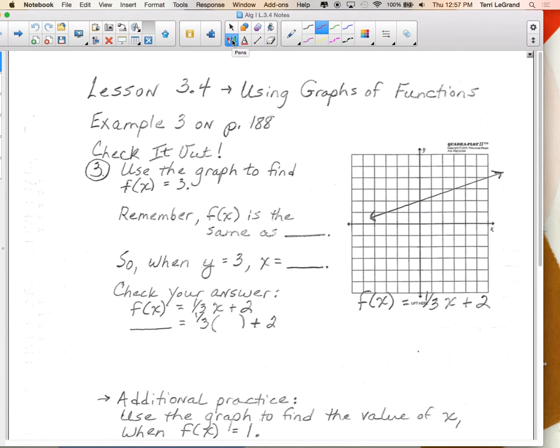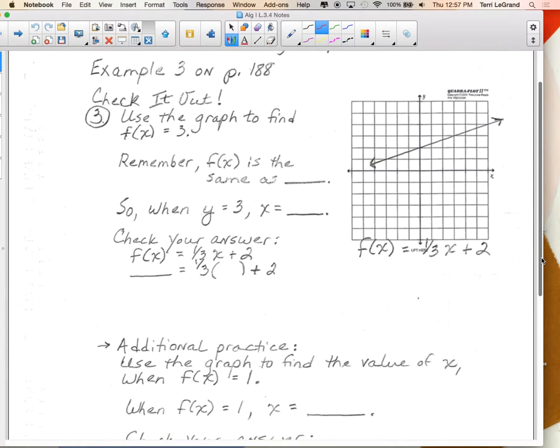Okay, so our first objective is going to be able to use a graph to evaluate functions, not using the equation and putting the input in and finding out what the output is, but instead using the graph to do it. Well, you really have already been exposed to this on that exit slip.